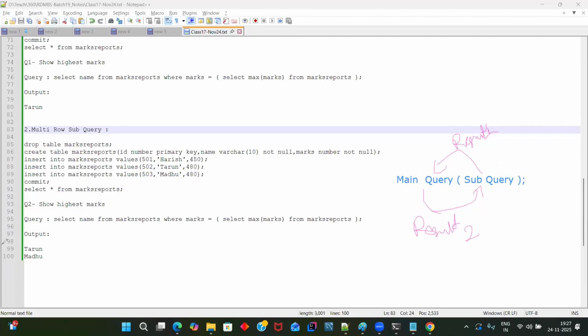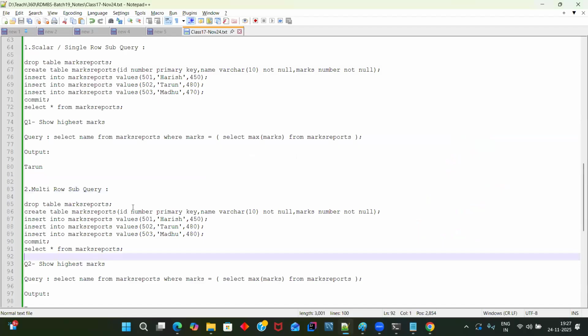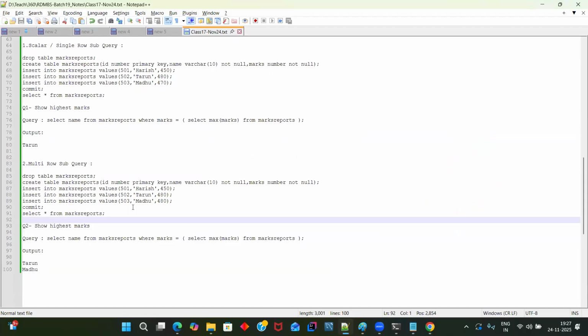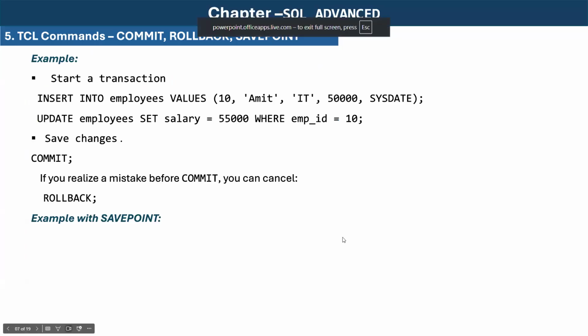Guys, I just set the context for you: what is a subquery and the types of subqueries. I have not gone into depth of content. Maybe tomorrow I'll deep dive into this. Up to here, clear everyone? Yes, sir. Okay, maybe I can show you some slides.